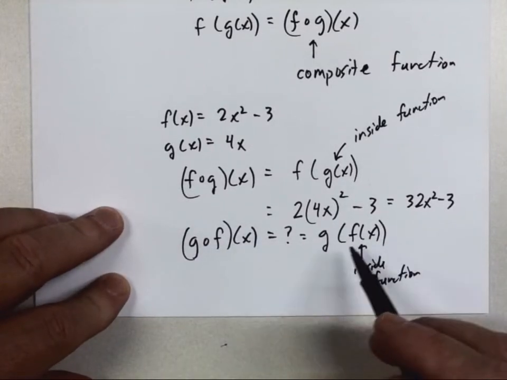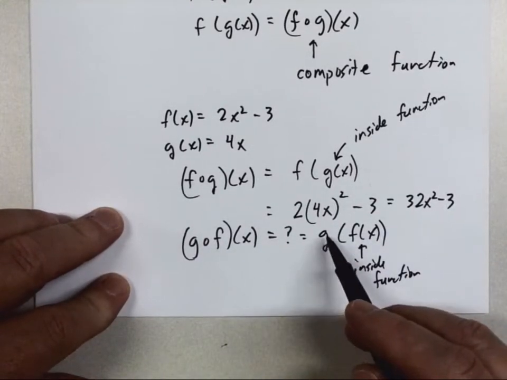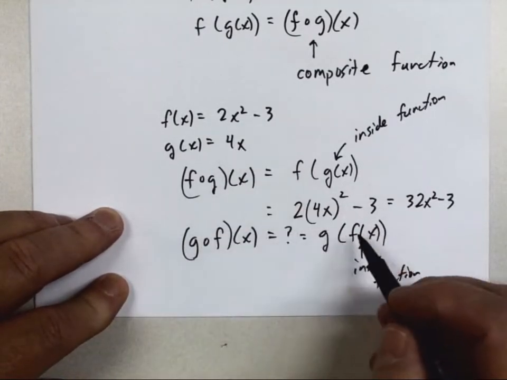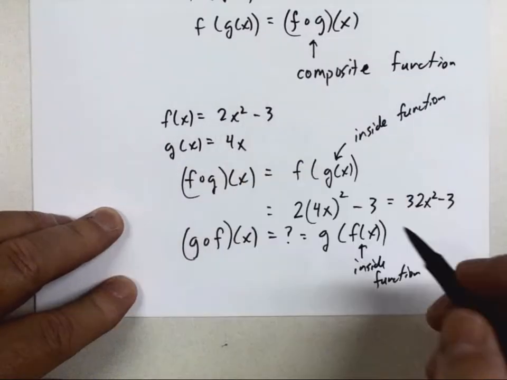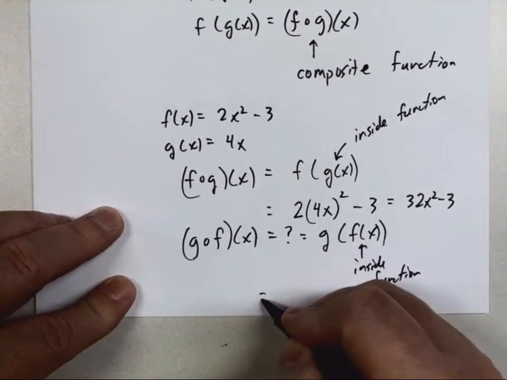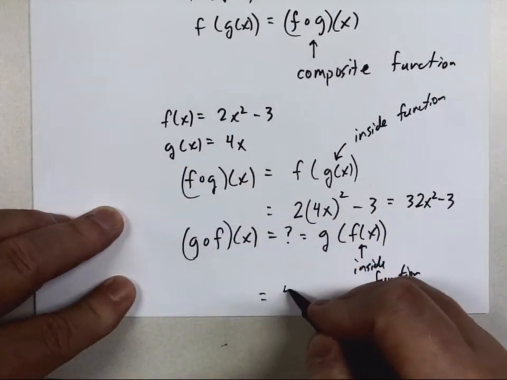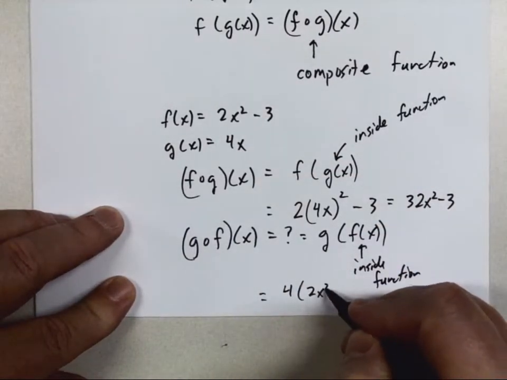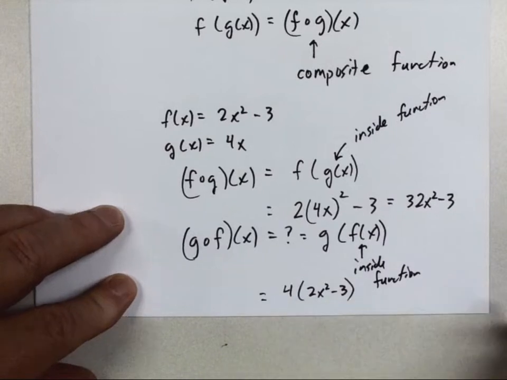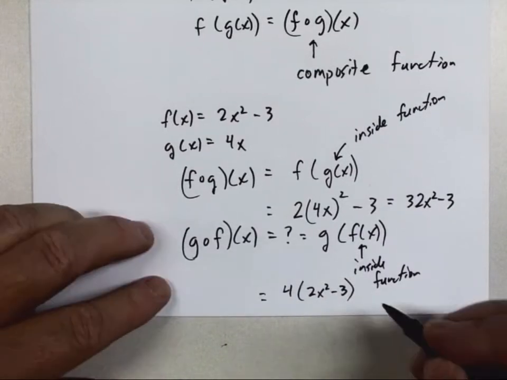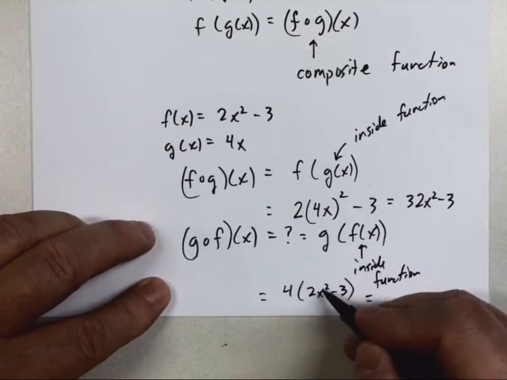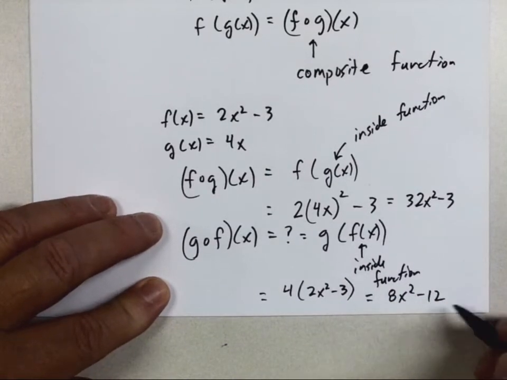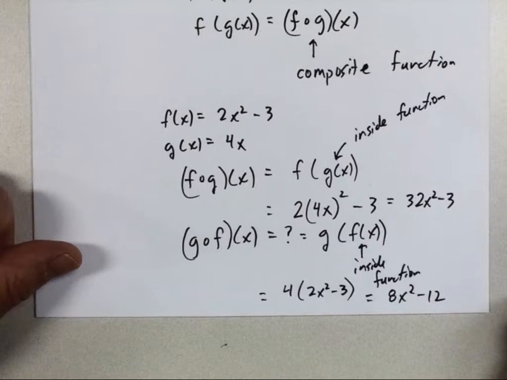So g of f of x: I go to the g function, 4 times x, but in place of the x, I'm going to replace it with the whole f function. So 4 times x, but instead of x, I put in the whole f function. Now if I distribute the 4, 8x squared minus 12.